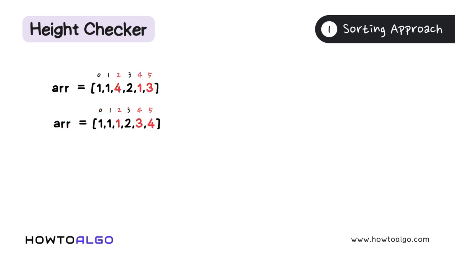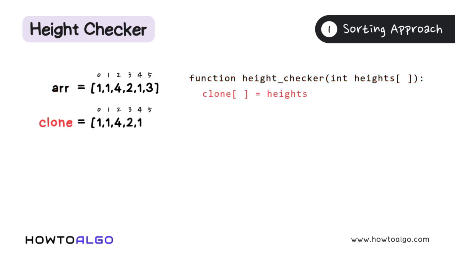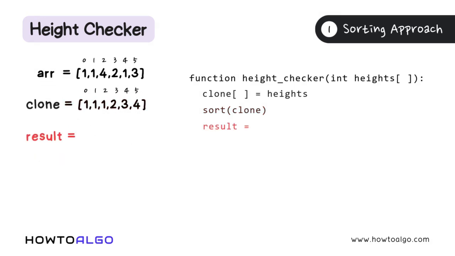Let us now take a look at the pseudocode. We first take the heights array and copy the elements to the array clone, as we don't want to make a change to the original array. We then sort the clone array, just like lining up kids from the shortest to the tallest. Then, initialize an integer variable result to 0. This keeps track of elements which are out of place.